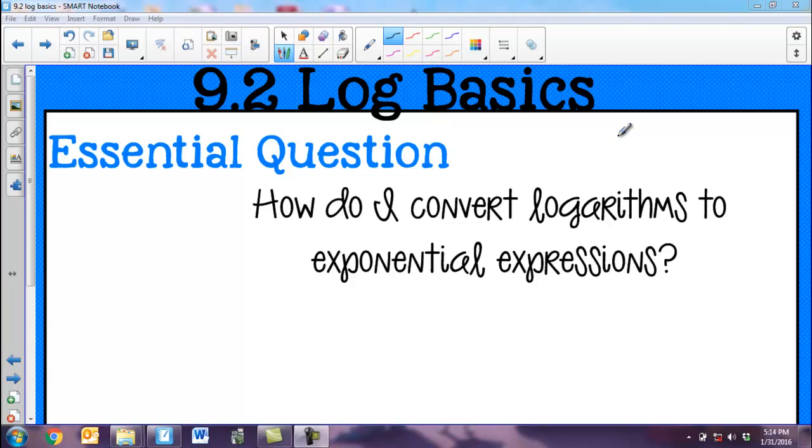Hey guys, today we're going to be reviewing a little bit of stuff that you've done in Algebra 2. In fact, this whole unit is kind of an Algebra 2 review, and we're going to talk about logs, or logarithms. Logarithms are just another way that we can write exponents, and so our question today is, how do I convert logarithms to exponential expressions?